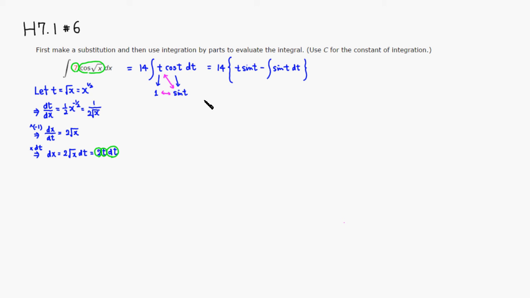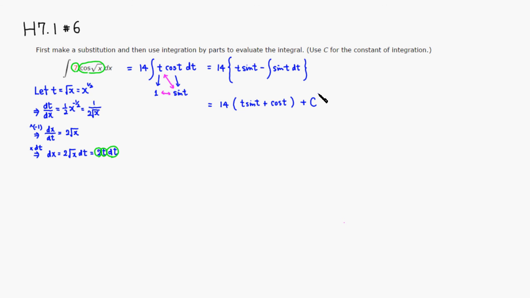Then we just have to finish that last integral, which is actually not too bad. So 14 is there, then you have t sine of t minus the antiderivative of sine of t, which is negative cosine of t. So I'm going to put the negative to turn it into positive, so you have cosine of t. And I can just use the parentheses, a left parenthesis and a right parenthesis. And since this is an indefinite integral, I'm going to put plus c.